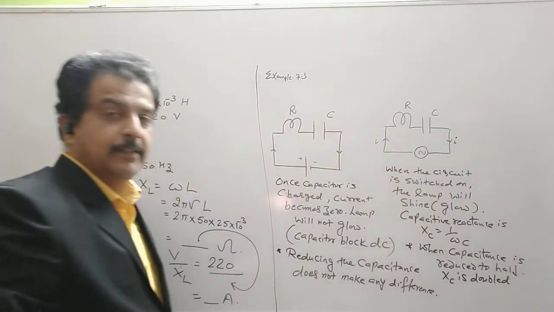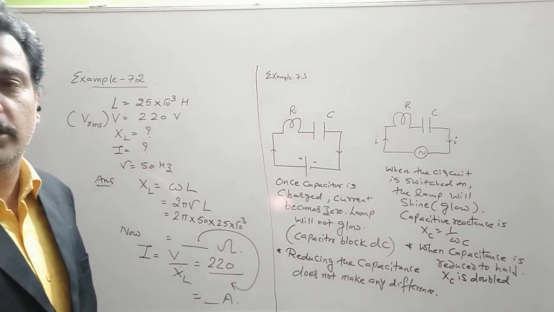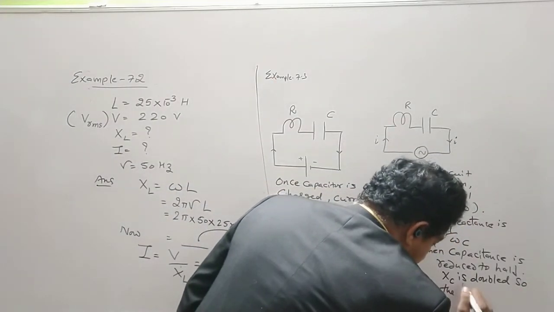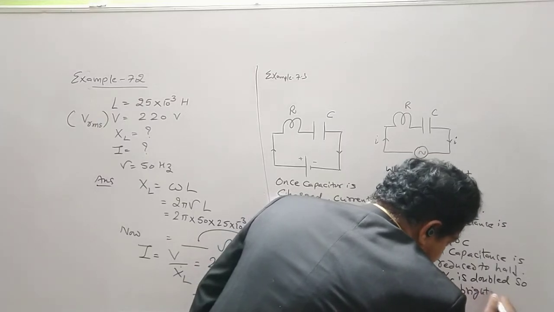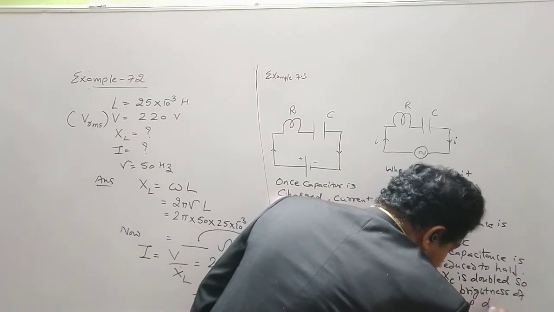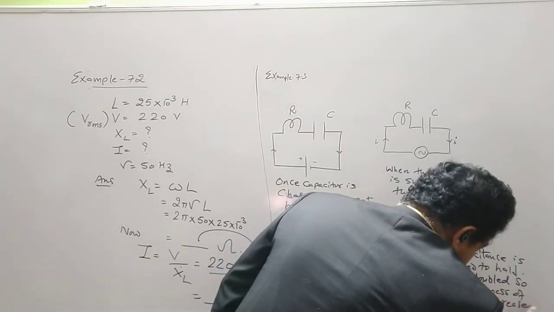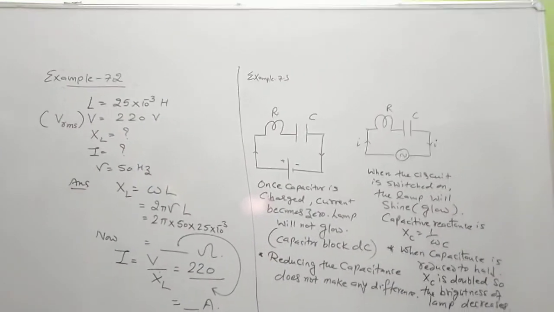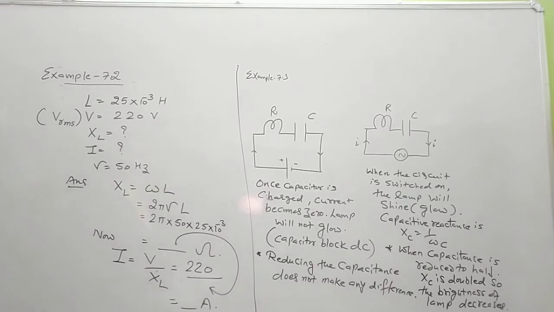Now what is Xc? Xc is the resistance offered by a capacitor to the flow of AC current. So the brightness of the lamp decreases. As soon as you connect this lamp with the capacitor, initially the bulb will shine, and then reducing the C will decrease its brightness.